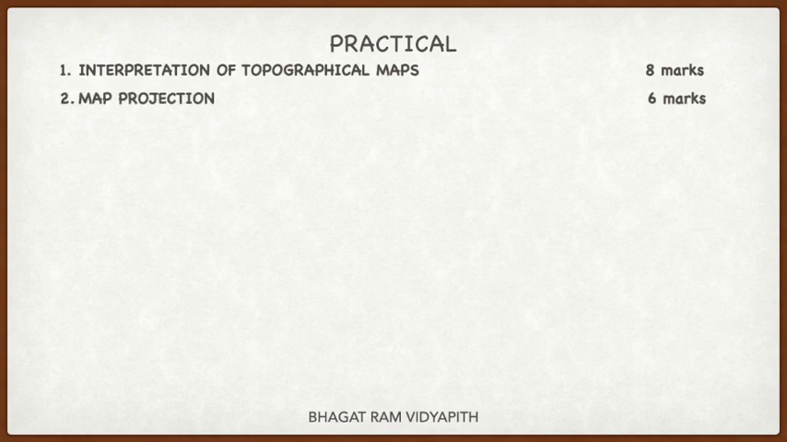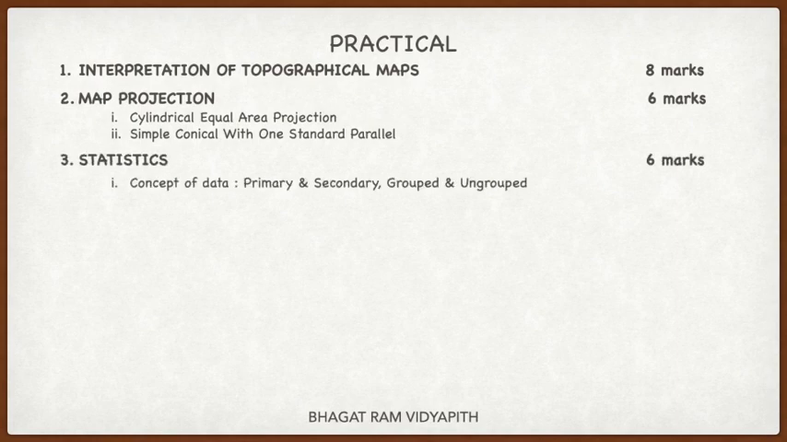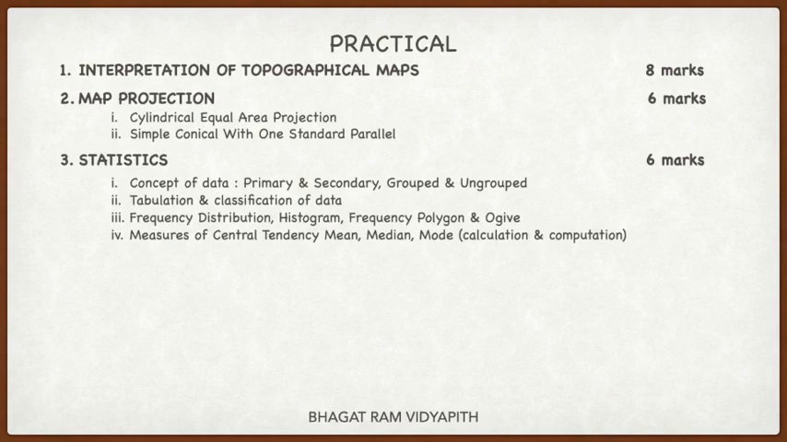After this, we have map projection, which includes cylindrical equal area projection and simple conical one with standard parallel. After this, we have statistics, wherein we talk about the concept of data, primary, secondary, grouped and ungrouped type of data, tabulation and classification of data, frequency distribution, histogram, frequency polygon, and ogive, measures of central tendency, mean, median, and mode. Both the calculation and computation need to be studied. The fifth part is standard deviation and coefficient of variation.